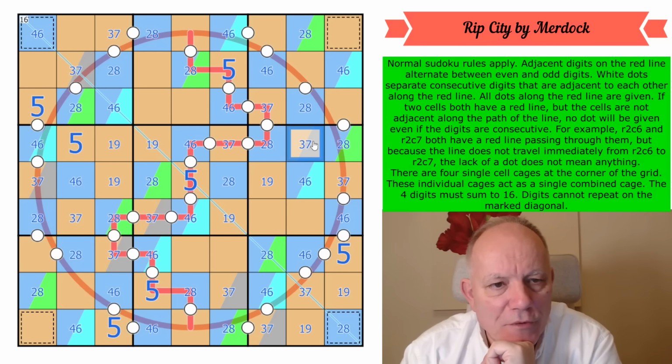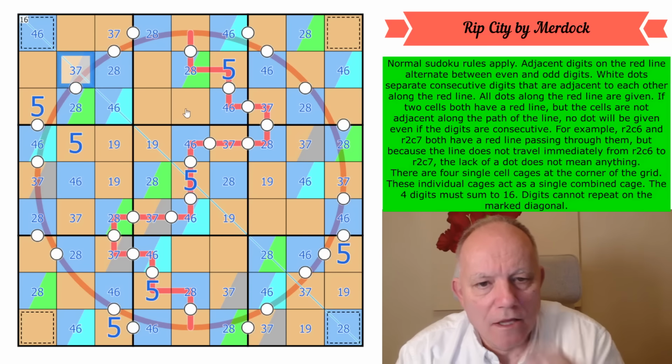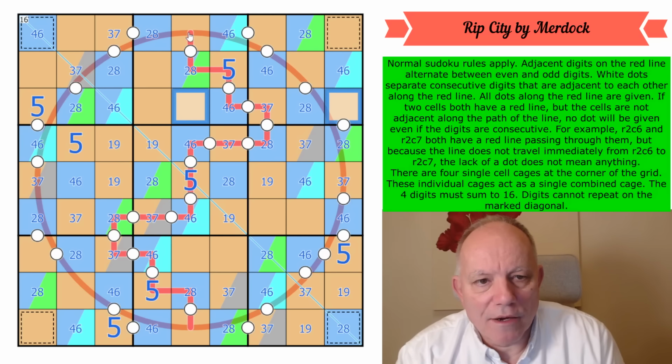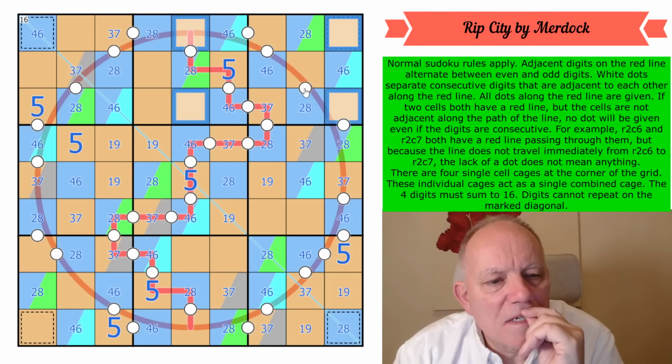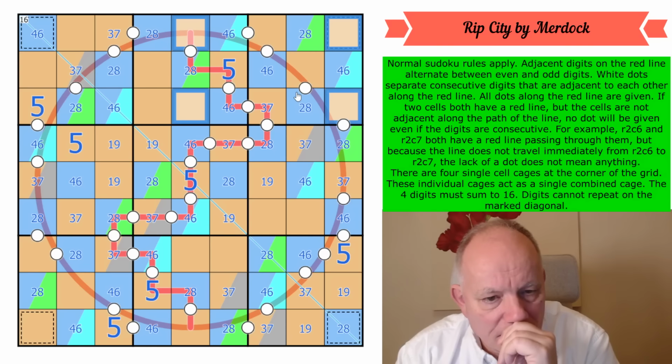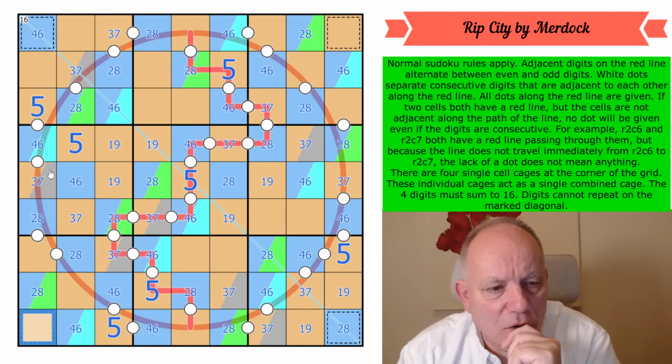How am I doing on the 3-7s? Not as well. I've got the bottom 6 done, and that one, I've got 2 left to go. One is either there or there, and one is either there or there. Now, I don't know the answer to that. The trouble is I do want to put something in the corners because that's going to tell me the cages and what all the digits are in this frankly silly puzzle now.